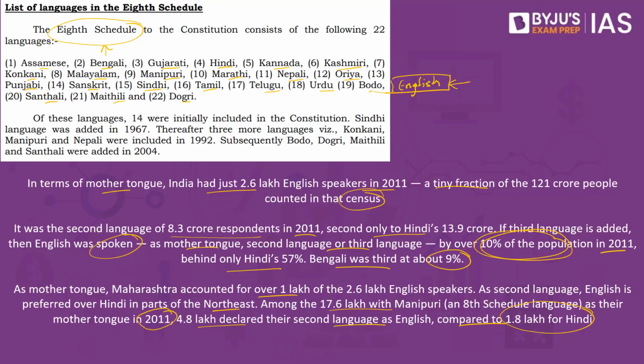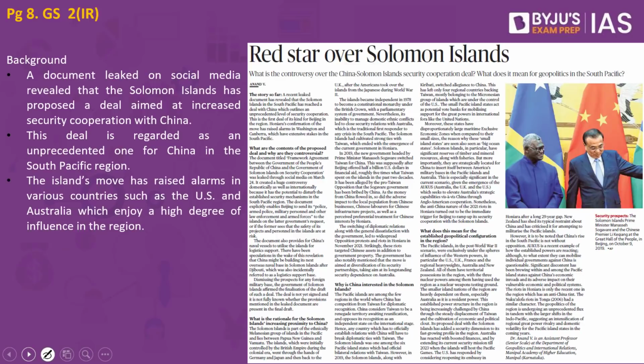It is this that we have to understand in reference to this article. Now let's look into the next article. This article says Red Star over Solomon Islands. Before we understand what this article is, let's look at some of the important facts with respect to Solomon Islands from the preliminary examination point of view.